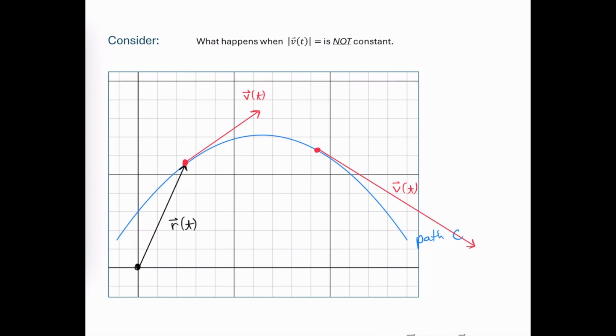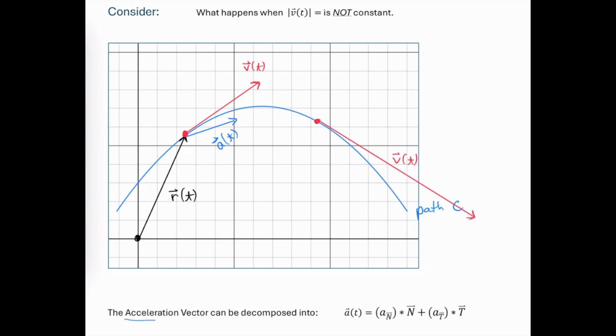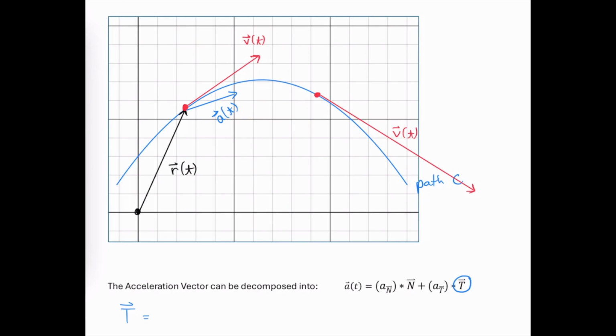And since it's speeding up, I'm going to draw this acceleration vector so that the angle between acceleration and velocity is less than 90 degrees, so that they are in generally the same direction. The acceleration vector is pushing that object forward, causing an increase in speed. Now what we're going to do is decompose this acceleration vector into the sum of two other vectors. Now, one of the vectors is going to be a scalar multiple of somebody that we've seen before. Cap T vector is the unit tangent vector.